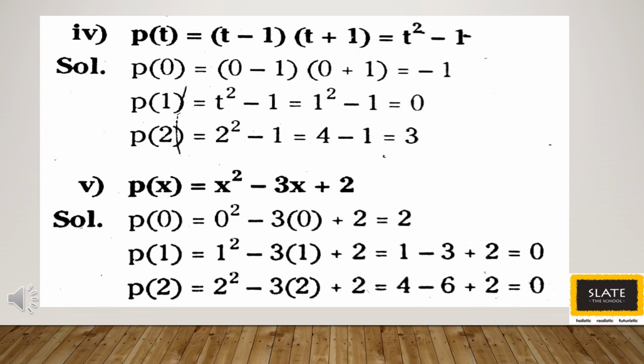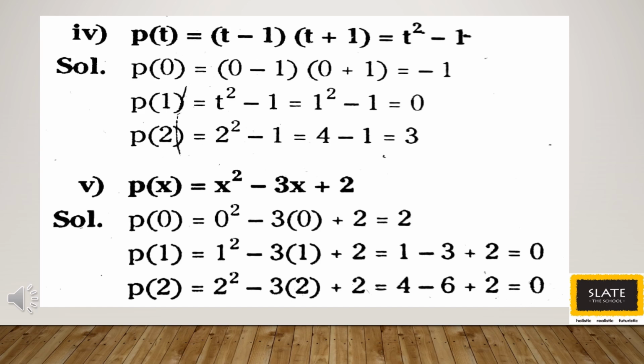P of 2, again replace 2 in t square minus 1. 2 square minus 1, which gives 4 minus 1, which is 3. Therefore, p of 2 is 3. Next polynomial, p of x is equal to x square minus 3x plus 2. Here, again we need to find p of 0, p of 1 and p of 2.